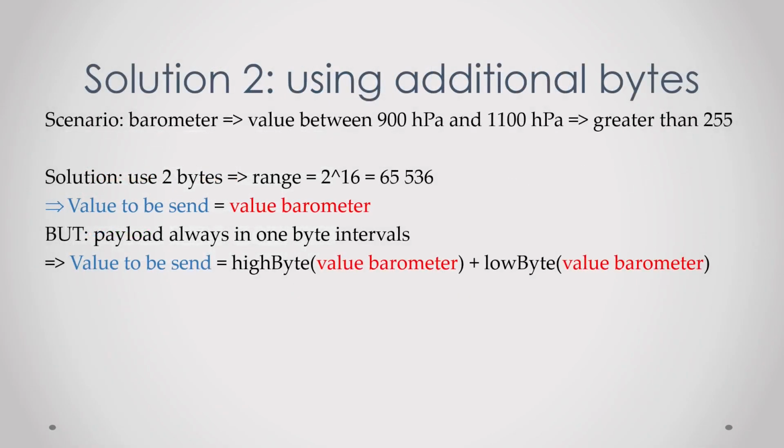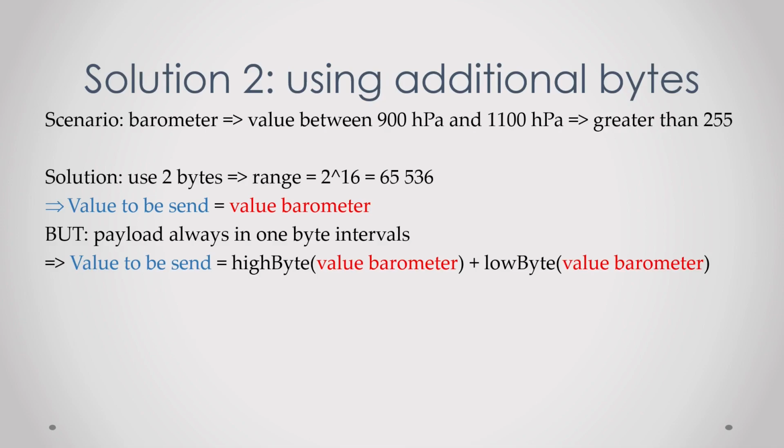Solution 2: let's say that the value can actually dip below 900 and can actually go above 1100, because in the previous solution you didn't care about the values between 0 and 899, but let's say now you do care about them. Then solution 1 is not really a great solution. Solution 2 is using additional bytes, because if you use 2 bytes, you now have a range of more than 60,000, which is obviously greater than 1100, so we can just directly send that data.